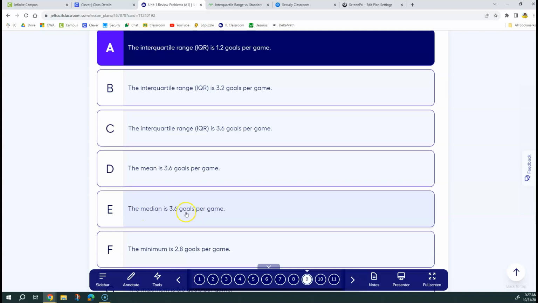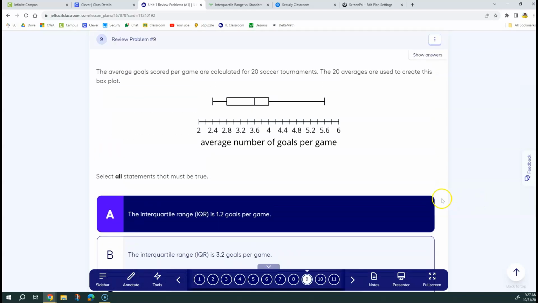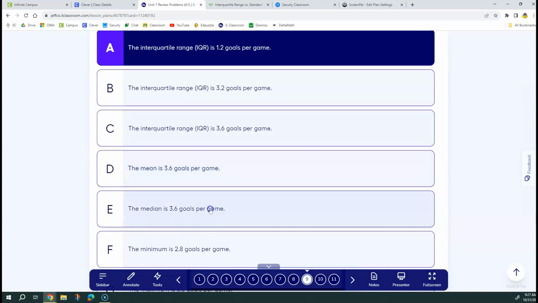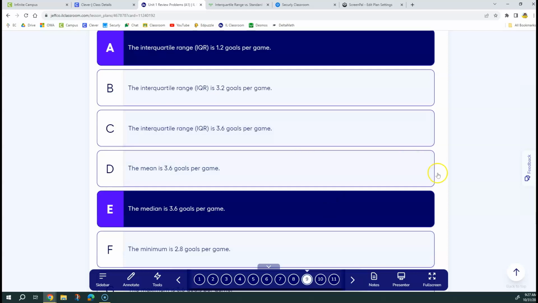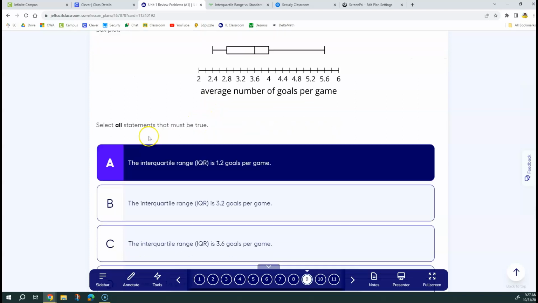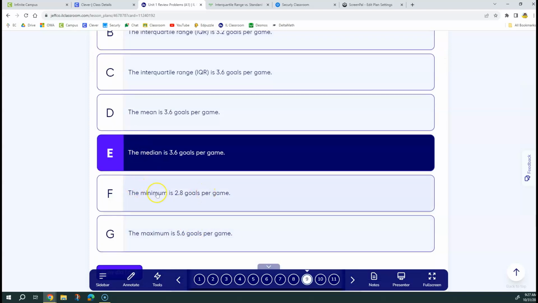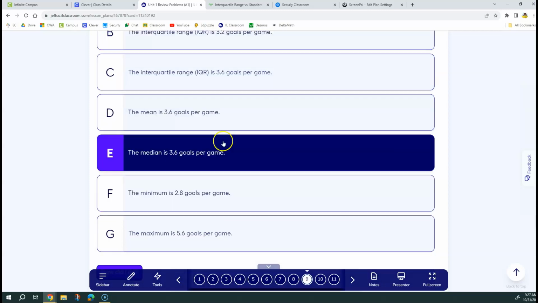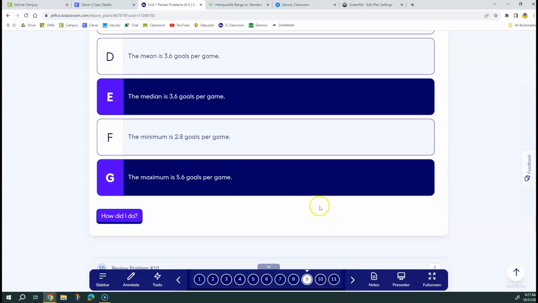This one says the median is 3.6 goals per game. Well, we can go back up here. Here is our box. Our median is the line that's inside the box, and sure enough, it lands at 3.6. So this is also true. The minimum is 2.4. So F is not true because it says it's 2.8. The minimum is actually 2.4. And then the maximum, 5.6. That's where we end right there, 5.6. And so that is true.